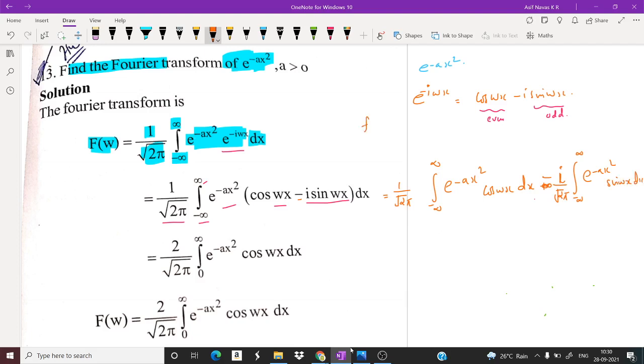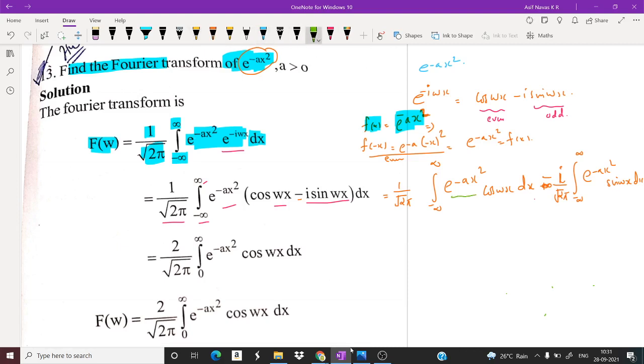And you know that f of x is equal to e raised to minus ax square. Is it an even function or odd function? Here there is an x square term. If I put f of minus x, I will get e raised to minus a times minus x whole square, which is equal to e raised to minus ax square. This is f of x, so this is an even function, right? E raised to minus ax square is an even function.